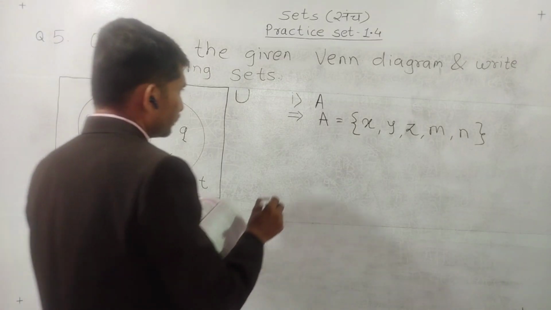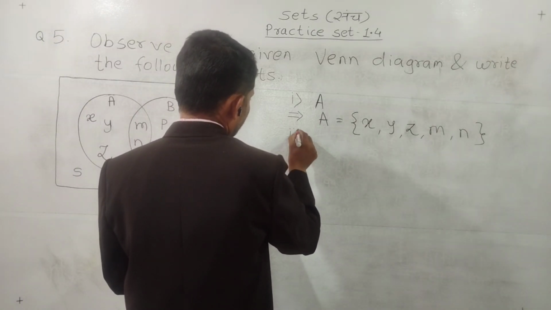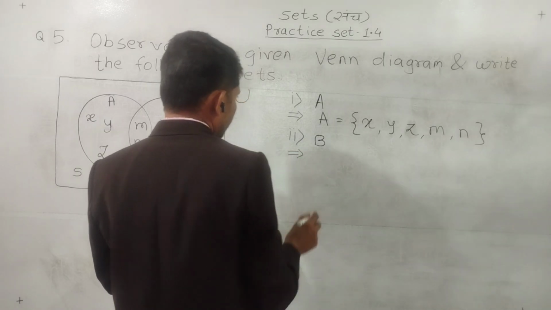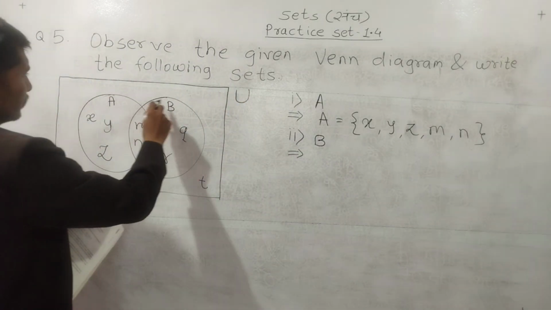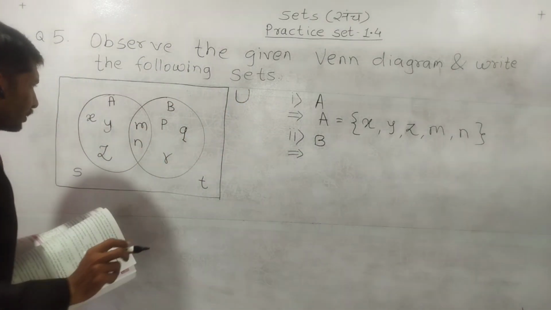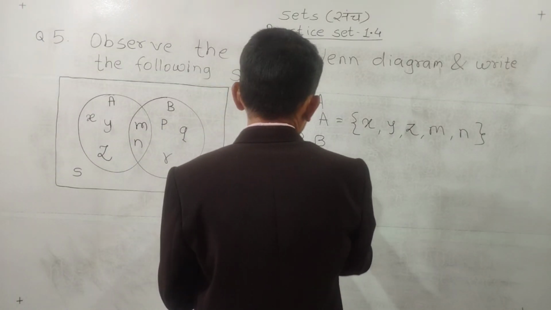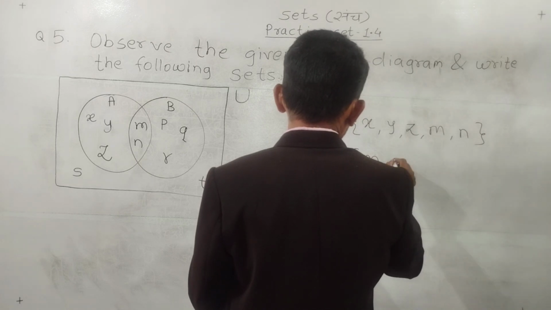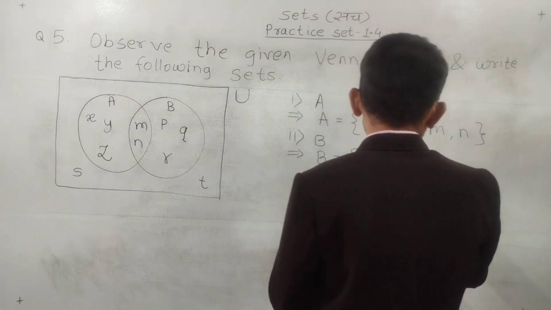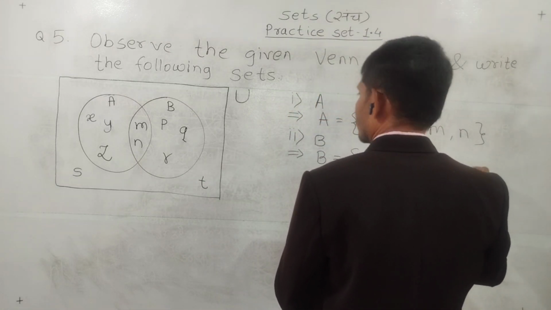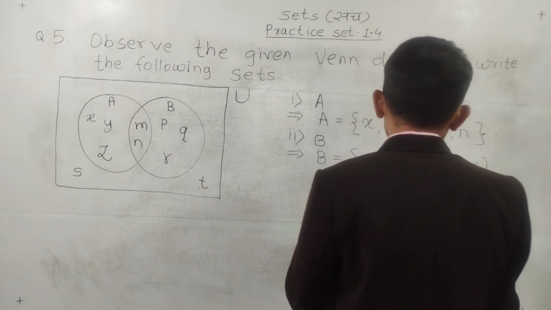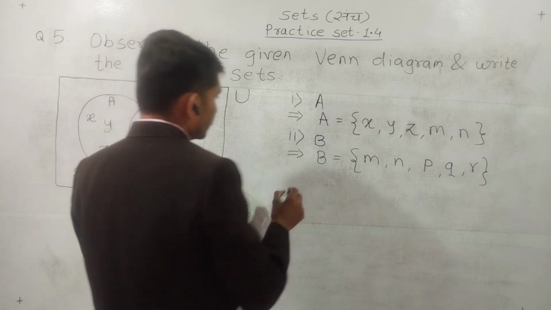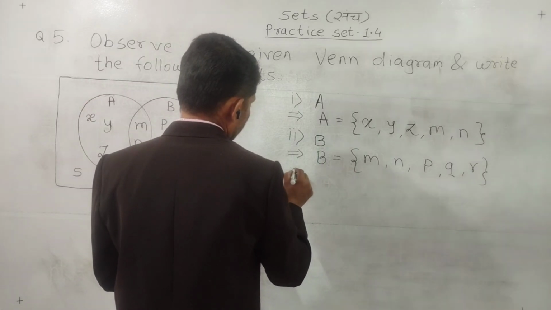Now next, set B. Second, set B. So how can we write the set B? We have to write down all the elements present in set B. Set B is equal to, in curly bracket, m, n, p, q, and r. Okay, so we have to write common elements also. Okay, so next, third.